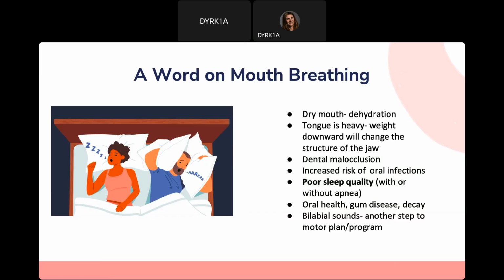Okay, just a few things on mouth breathing. So mouth breathing can cause dry mouth, dehydration. The tongue is heavy. The weight of it will change the structure of the jaw over time. We can get dental malocclusion or crowded teeth, teeth coming behind when they should be in front, things like that. We have increased risk of oral infections, again, because the nose is going to filter things out. So if we're breathing through our mouth, we're getting a lot of stuff right on our tonsils and right in our oral cavity filter. And then this big one, poor sleep quality.